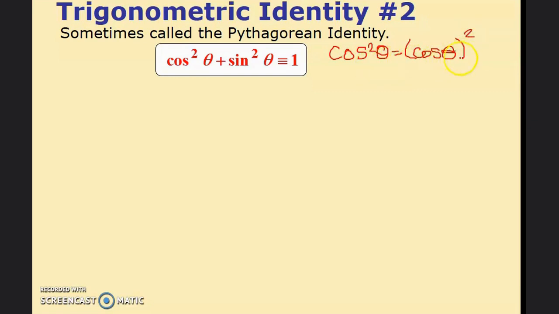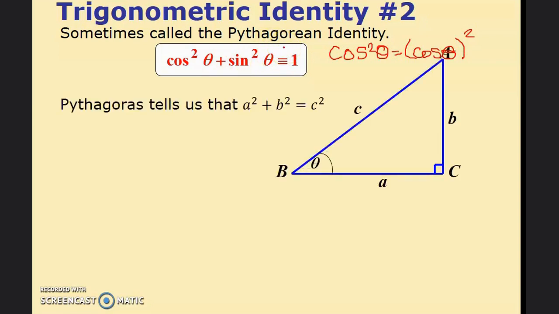So rather than put in brackets and then squared, we just say cos squared, and you have to get used to it. Likewise, sine squared should really say sine theta in brackets squared, but no one ever does. Anyway, let's go back to the proof of this. It's back to this right angle triangle.